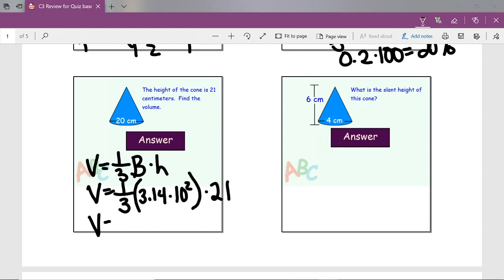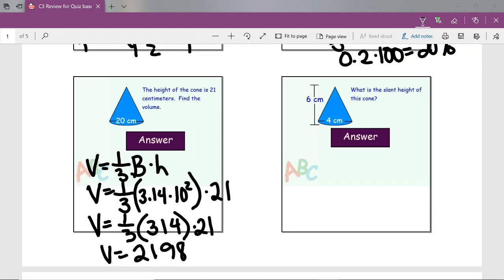So when I multiply all these together, I get 1/3 times 3.14 times 100 is 314 times 21. When you work all that out, and take some time to do that, of course, you should have done it already, but you get 2,198 centimeters cubed.